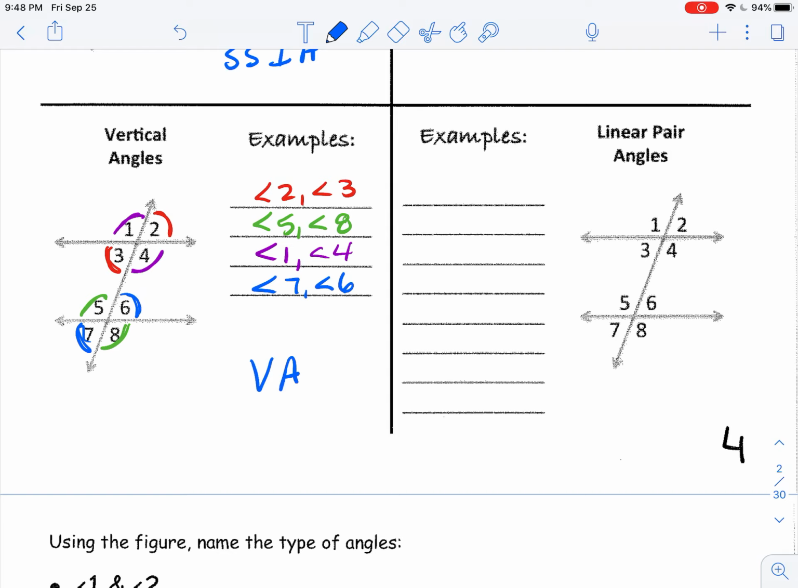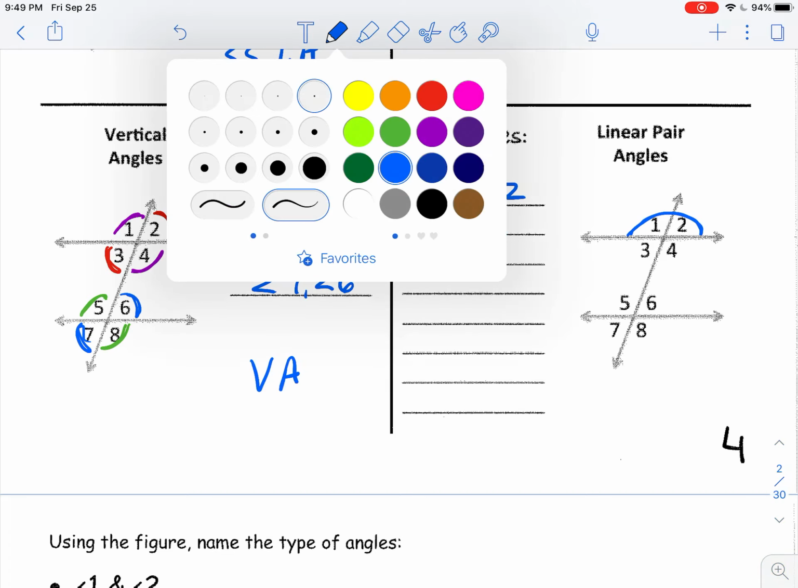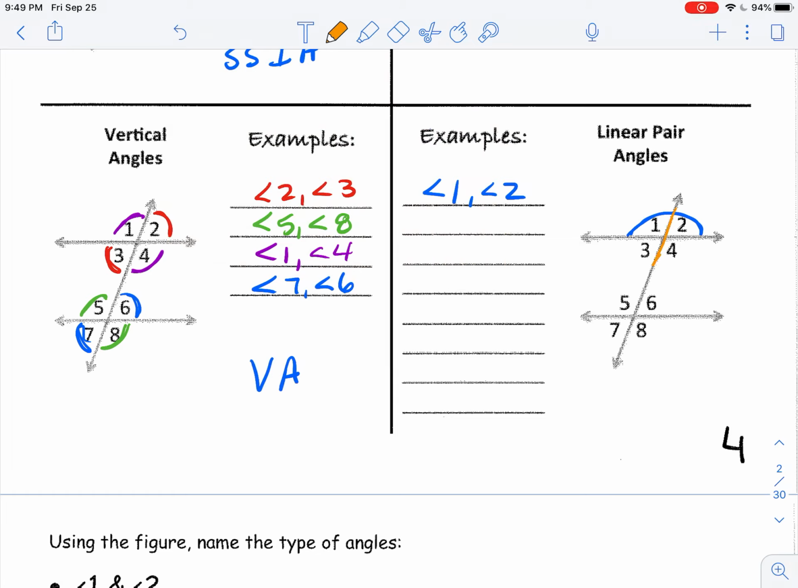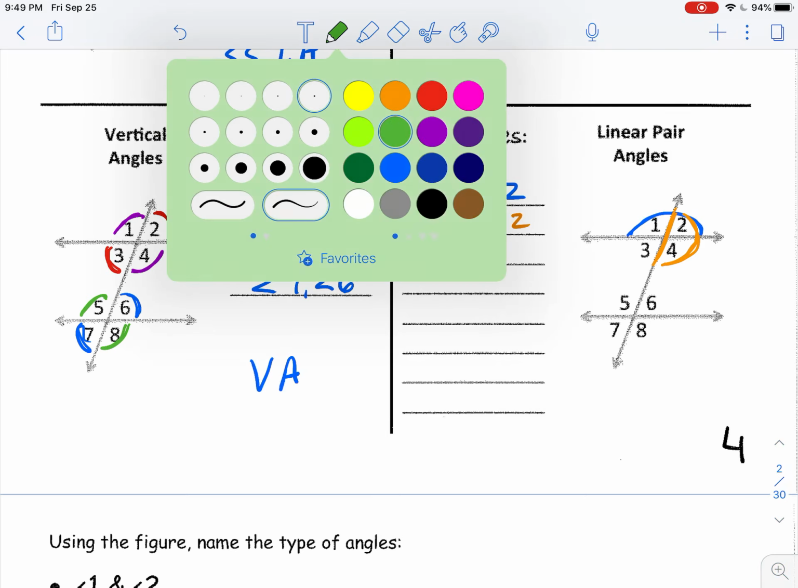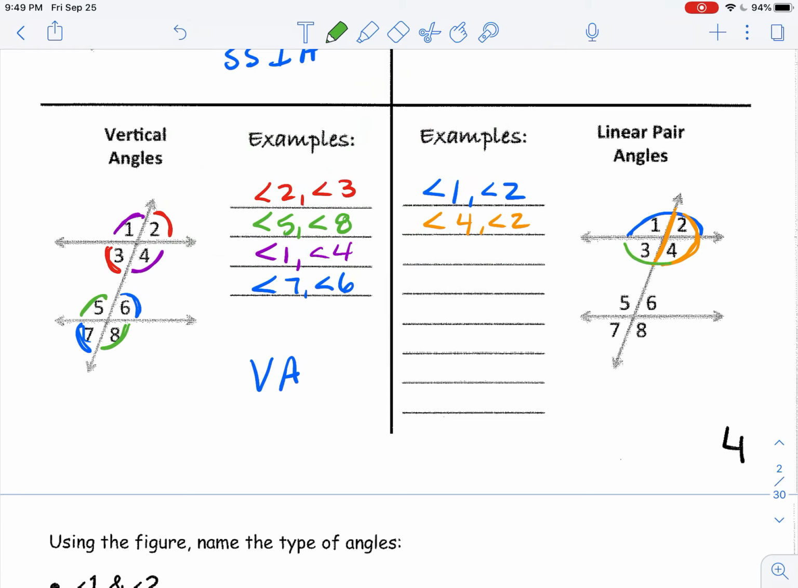Now, the linear pair angles are angles that are on a straight line, such as angles 1 and 2. But I could also look at angles 4 and 2. They are a linear pair on this straight line. We can also look at angles 3 and 4 on this straight line.